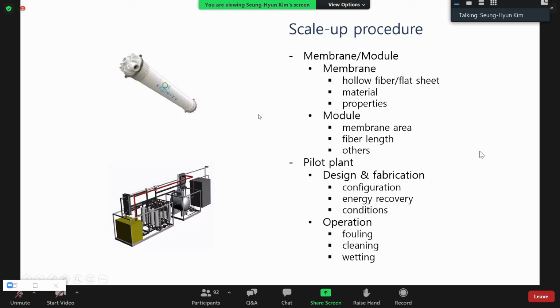And this slide shows procedures of scaling up. And this is a membrane process. We use membrane for this technology. So we first develop the membrane, and then the module. And with this full-scale module, we design and fabricate a pilot plant. And with this pilot plant, we operate it. So I'm going to talk about these scaling up results in this order.